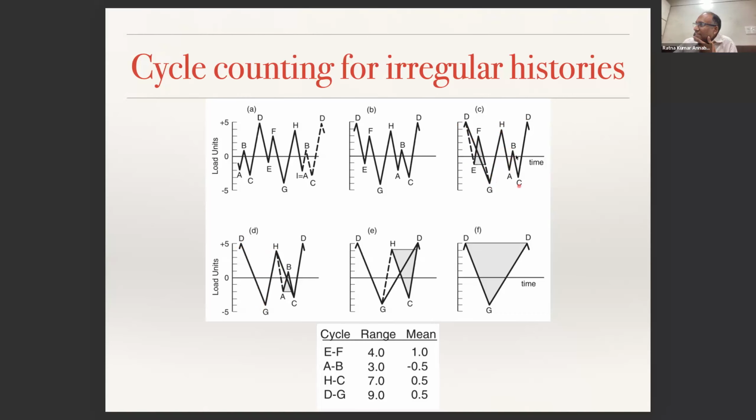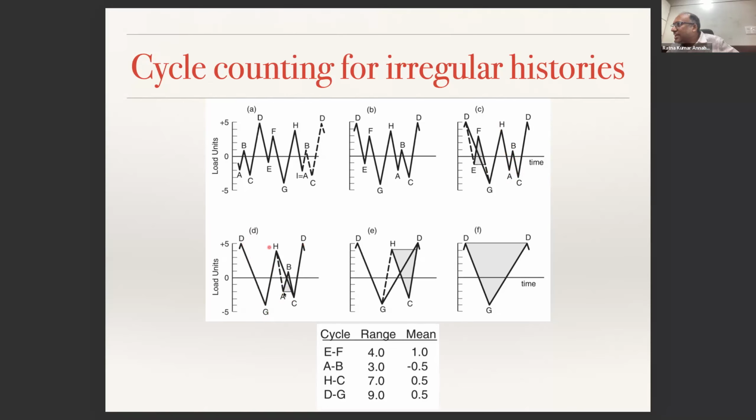Right? But BC is larger than AB. AB is smaller than HA, so I cannot count the cycle. Now I have AB and BC. BC is larger than AB. Since BC is larger than AB, I can count cycle AB. All right, so I have counted cycle AB, and then AB will go away, and whatever will remain is DGHCD. That's what you will have.